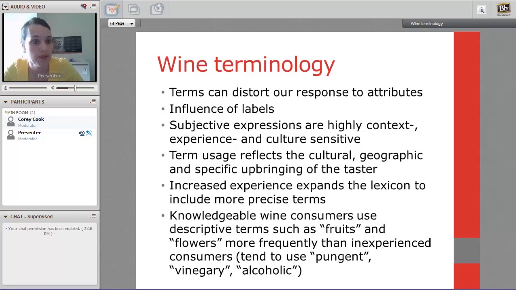Knowledgeable wine consumers use more descriptive terms, such as fruits or flowers, more than inexperienced consumers who tend to use terms such as pungent, vinegary, alcoholic. So there's a difference between experienced and inexperienced consumers. The lexicon definitely develops as you have more wine. You have more terms in your arsenal, more terms that you can use to describe differences among the wines.